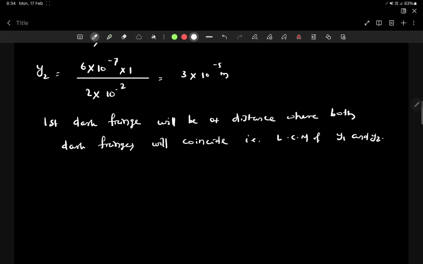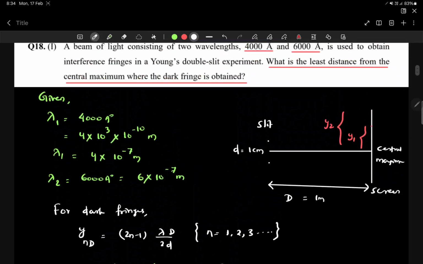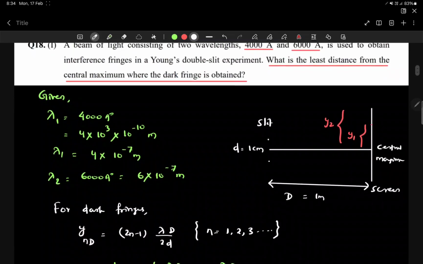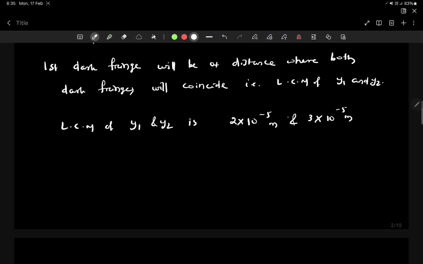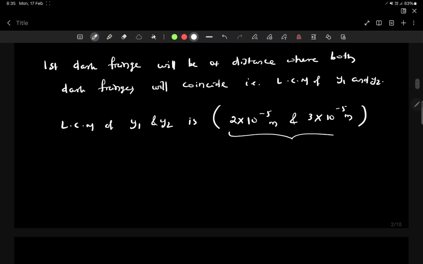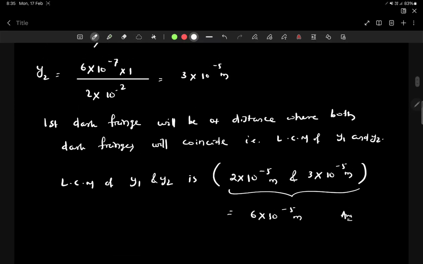Same thing, we have to take the LCM of y1 and y2 in order to obtain the least distance from the central maxima where the dark fringe is obtained. So what is the LCM of y1 and y2? The y1 value is 2 into 10 to the power minus 5 meter and the y2 value is 3 into 10 to the power minus 5 meter. We take the LCM of these two, and the answer will be 6 into 10 to the power minus 5 meter. This is the answer as per the question.